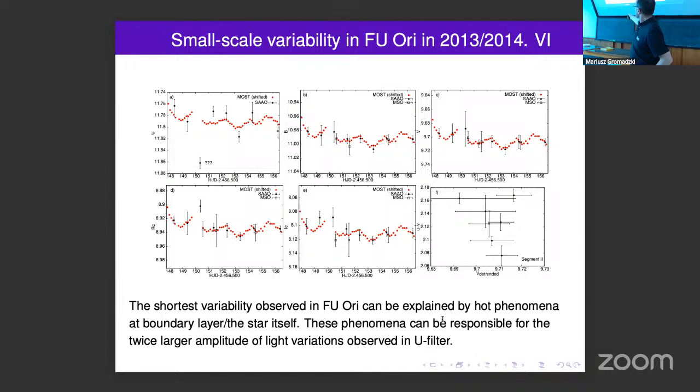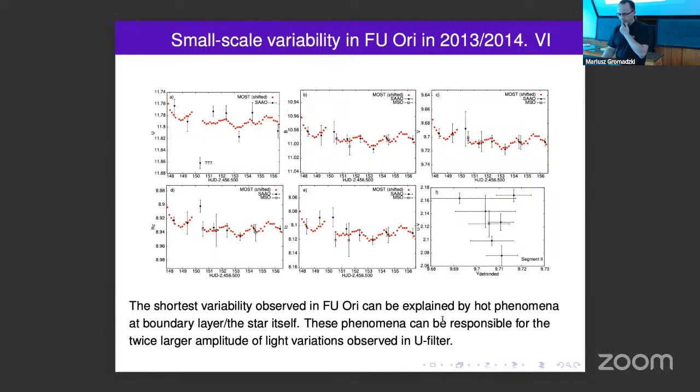And variations in the U filter are much higher, and here we see the color magnitude diagram U minus V and V. The variations are much higher than observations obtained in any other bands, B, V, R, I. Ultraviolet variations are much higher than in other bands, which is probably evidence of some, let's say, hot phenomena, some non-uniformity in the boundary layer which is surrounding the star.